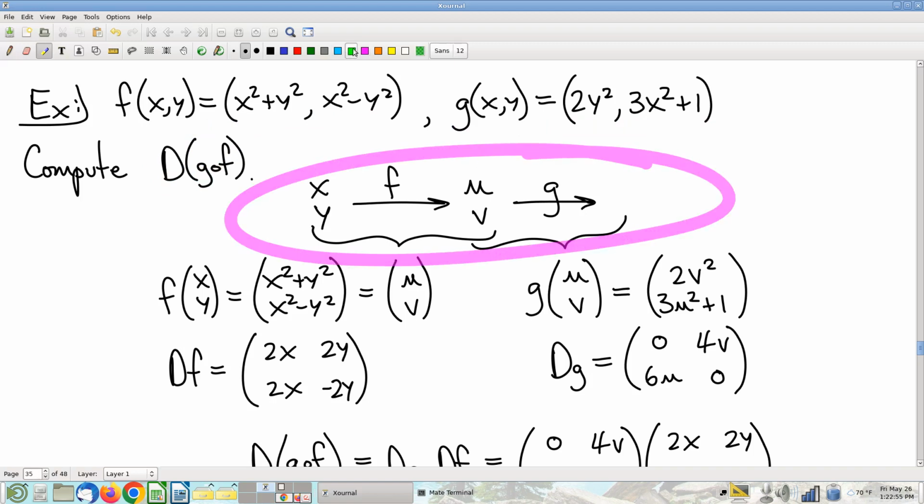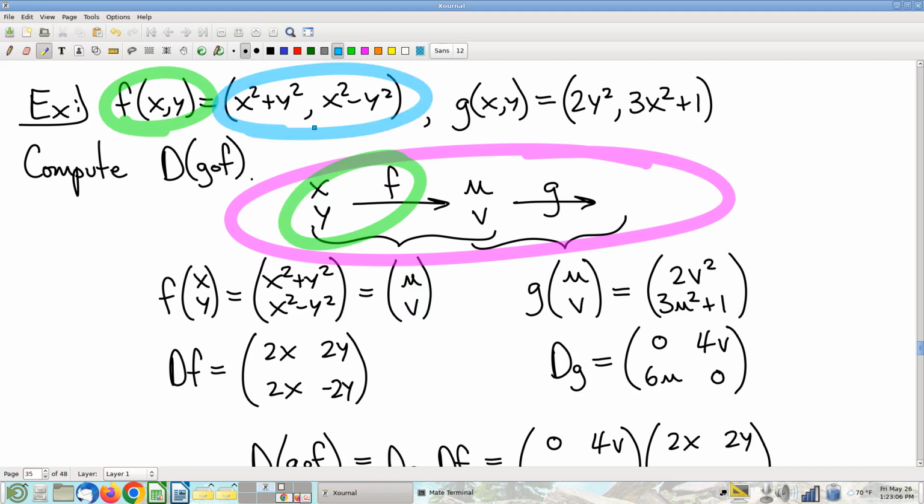If f is going to be a function of x and y, if x and y are the inputs, then these outputs from f, I can't call them x and y. I'd better call them something else. I don't know. Let's call them u and v. Whatever.